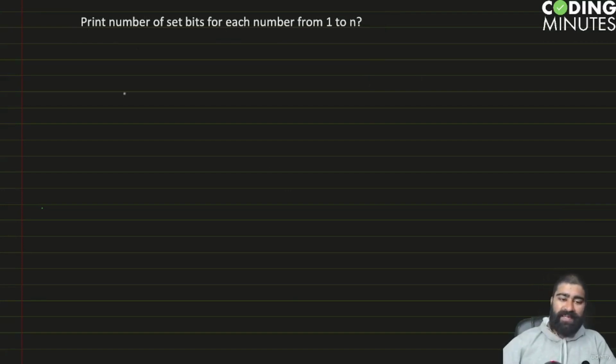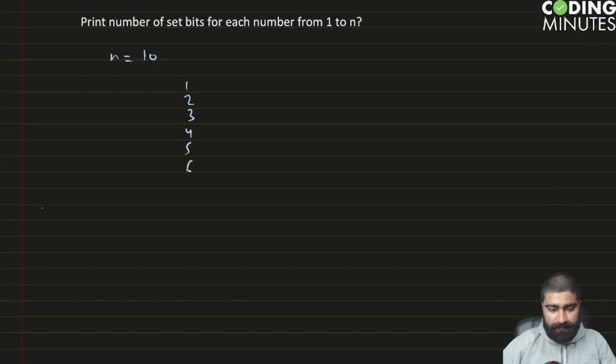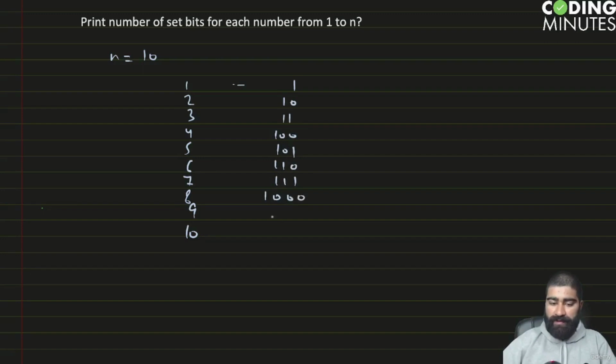For example, let's say n is equal to 10, right? So what I have to do is I have to actually see 10 numbers, right? What are those 10 numbers? Let me write those numbers over here. So I have numbers from 1 to 10, and we have their binaries, right? So 1's binary is 1 and 2's binary is this, 3, 4, 5, 6, 7, 8, 9. So I hope you know about binary because this is very important, right?